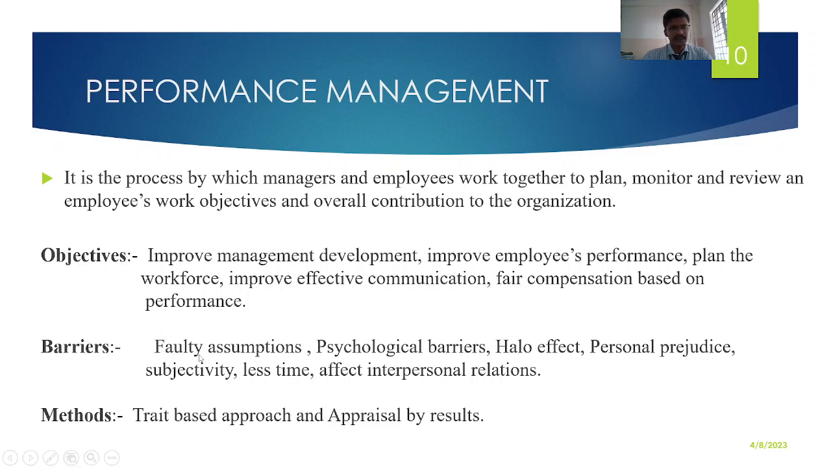What are the barriers to it? Faulty assumptions. People think completely narrow-mindedly or completely the other way. It can be a psychological barrier. People may be prejudiced. People may have a faulty opinion, subjectivity, less time, and that affects the interpersonal relationships. All these things are barriers.